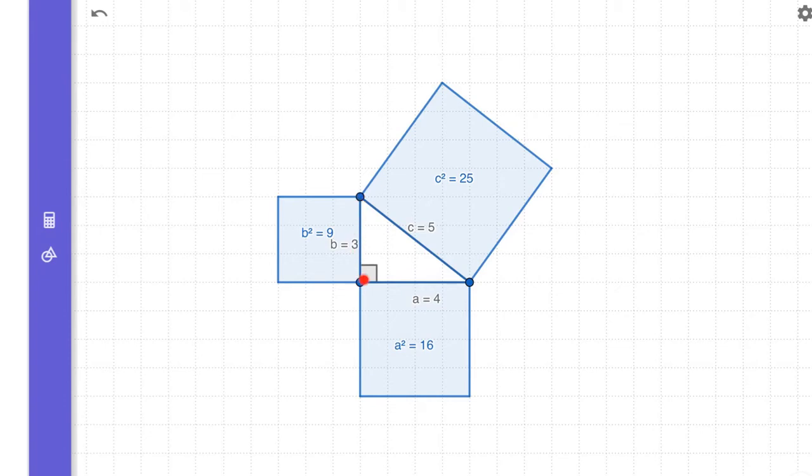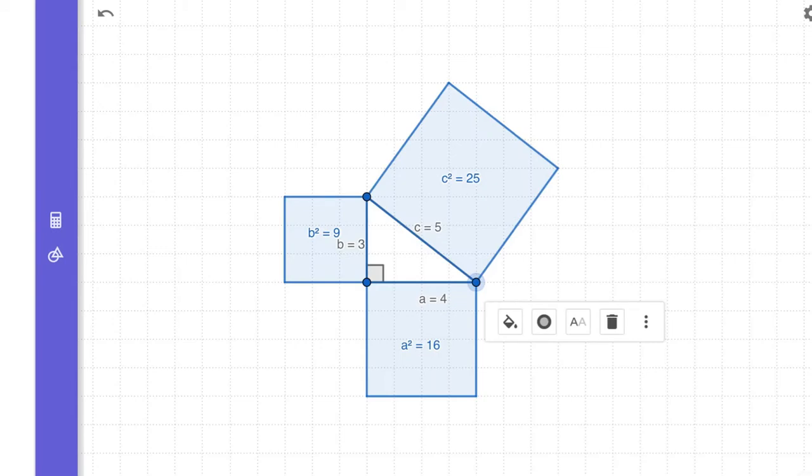The side length here is 3, and 3 squared is just 9. The side length here is 4, and 4 squared is just 16. And when we add those two together, 16 plus 9 is in fact equal to 25. And that is the area of this square on the longest side. And that doesn't just work for this triangle, it will work for any right triangle.